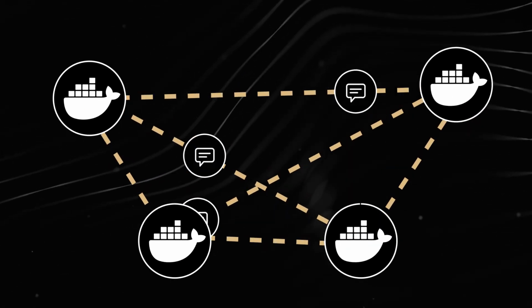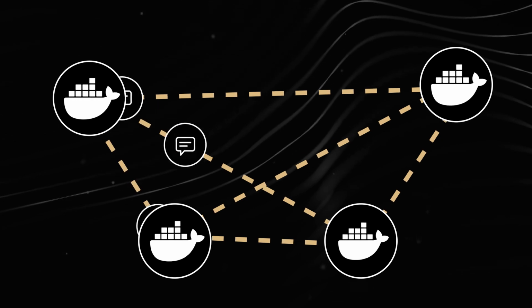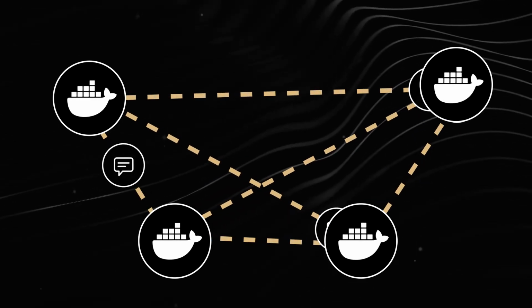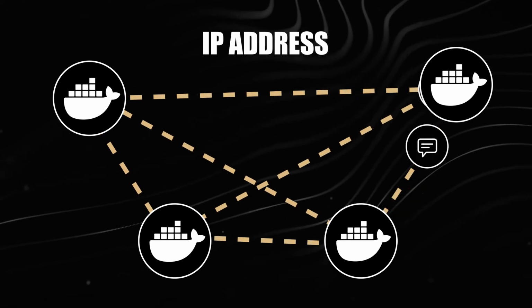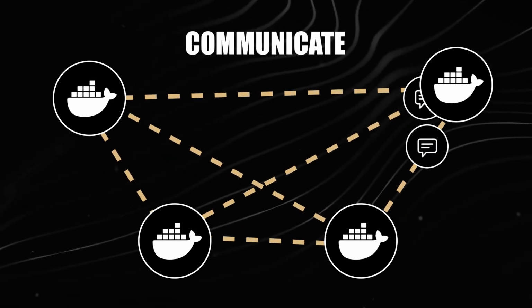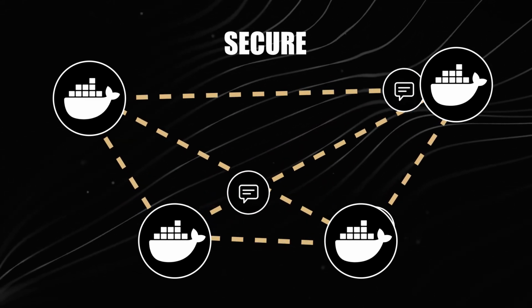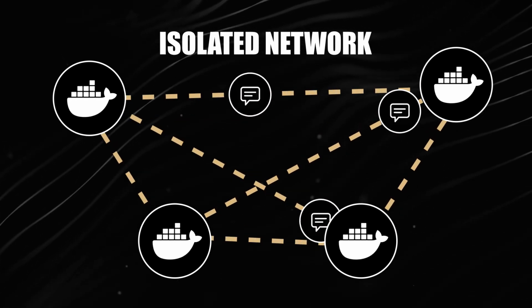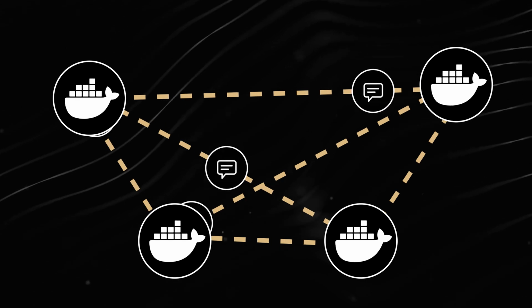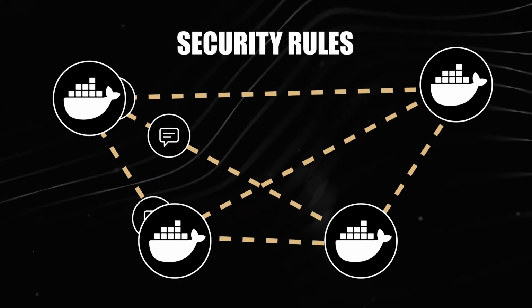This is similar to how Docker networking works. You can create a custom network and give each container a unique IP address within that network. This enables containers to communicate with each other over a secure and isolated network, while still allowing you to control access to the network by setting up appropriate security rules.